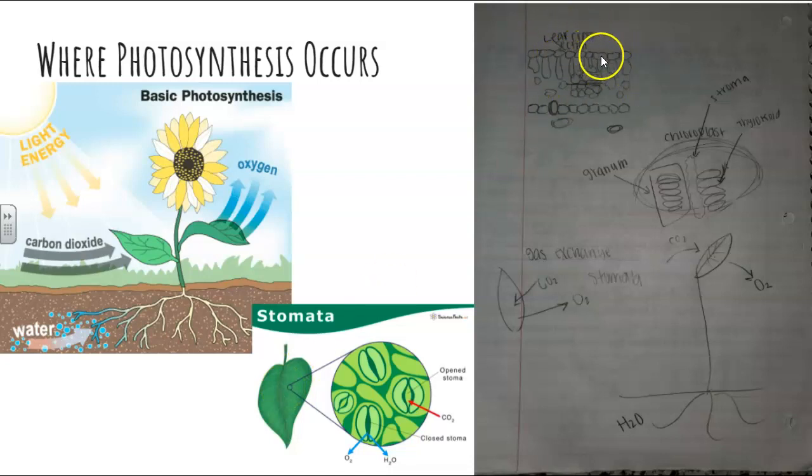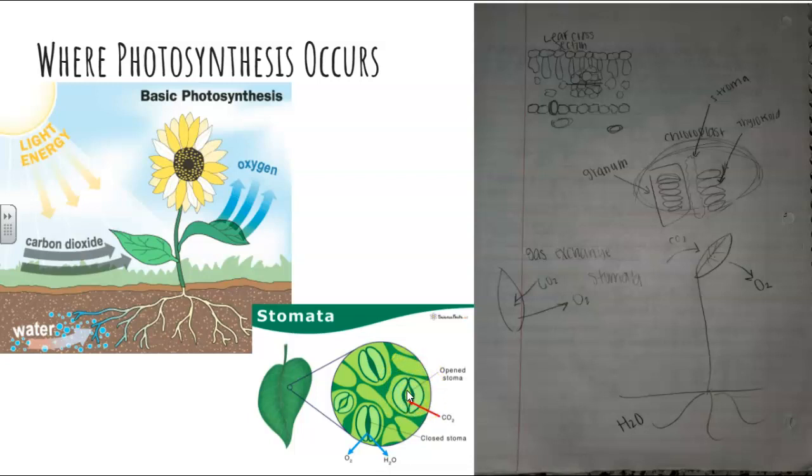This is like the outer part of the leaf. And here we see these little cells right here called stomata. And here's what they look like. They sort of look like jelly beans. And they are holes in the leaves. The stomata are the holes here in the middle, and there's little guard cells on the outside.